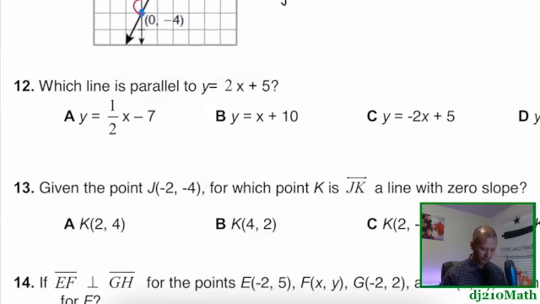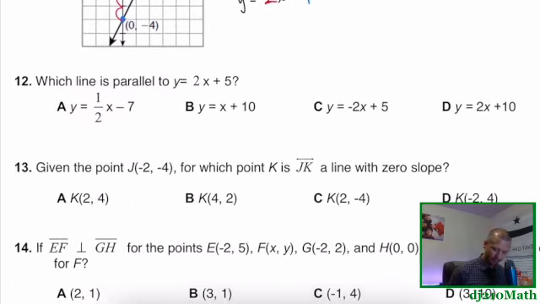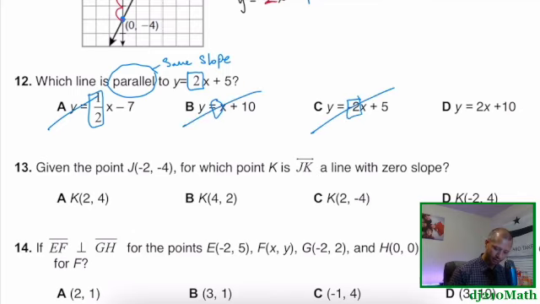Number 12. Which line is parallel to y equals 2x plus 5? So parallel, same slope. And the slope we want is positive 2. So anything with something different is not it, right? Not it, because that's 1/2. Here we have 1, not it. Negative 2, not it. Oh, look, positive 2. D is our answer.